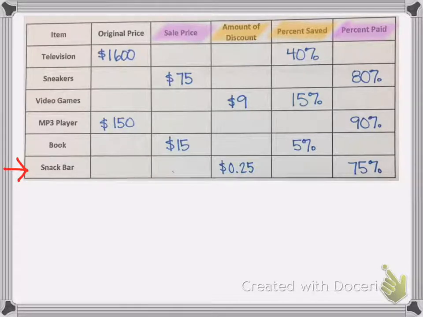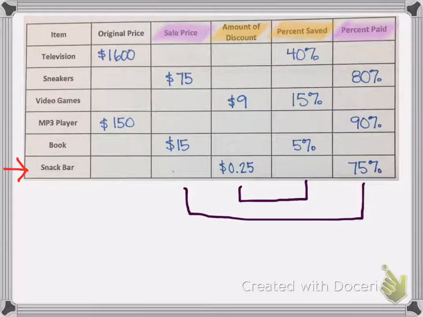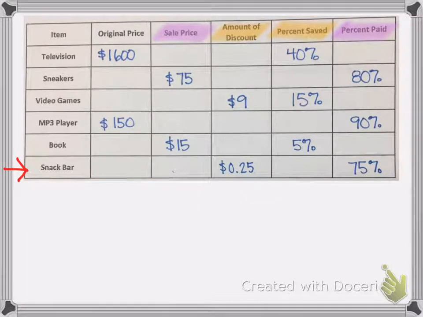All right, so right now, I can see that the amount of discount is something that I have, but I don't have the percent saved. Or I have the percent paid, but I don't have the sales price. So I need to find a little more information here. And the first thing I know is if I'm paying 75%, then I'm not paying 25%. So there's my first thing.